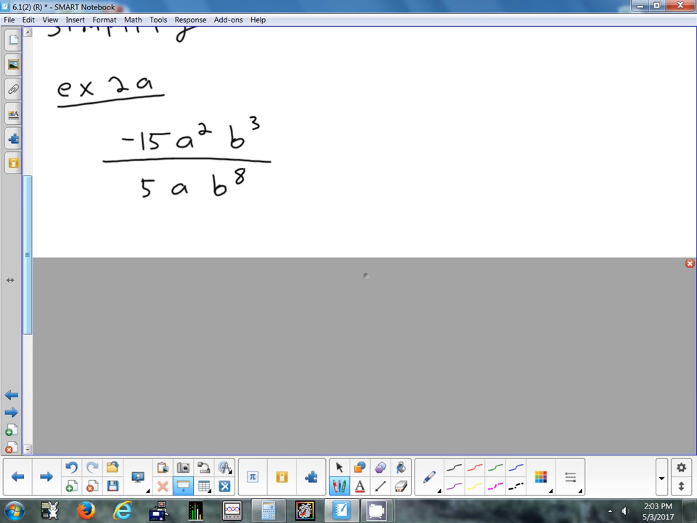Emily, what was the third step? Add exponents with the same base. And they're going to be where? On the same level, right? Yeah. Do I have exponents with the same base on the same level? So do I have another A on the top? I don't have another B on the top. Same thing on the bottom. I don't have that either.